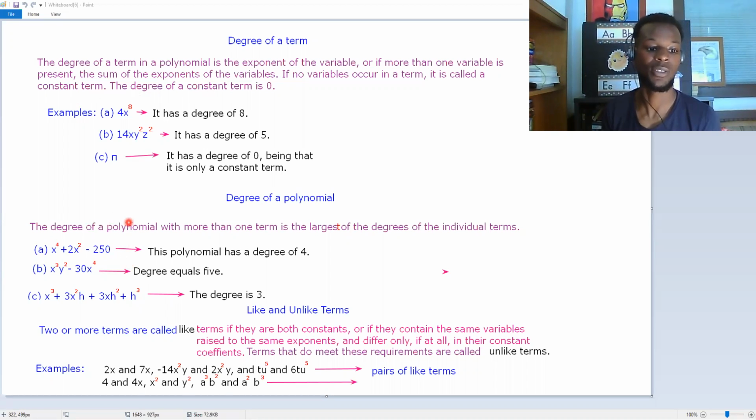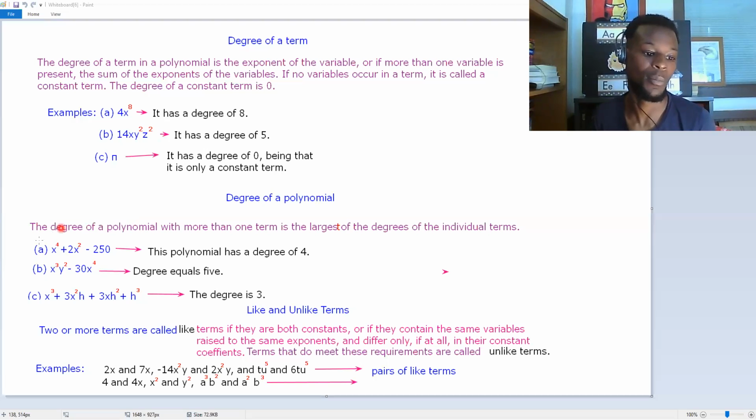Now we're trying to find the degree of the polynomial. So we take the largest degree from each of the individual terms. And here in this case, the x to the 4th is the term with the highest degree. So this polynomial has a degree of 4.